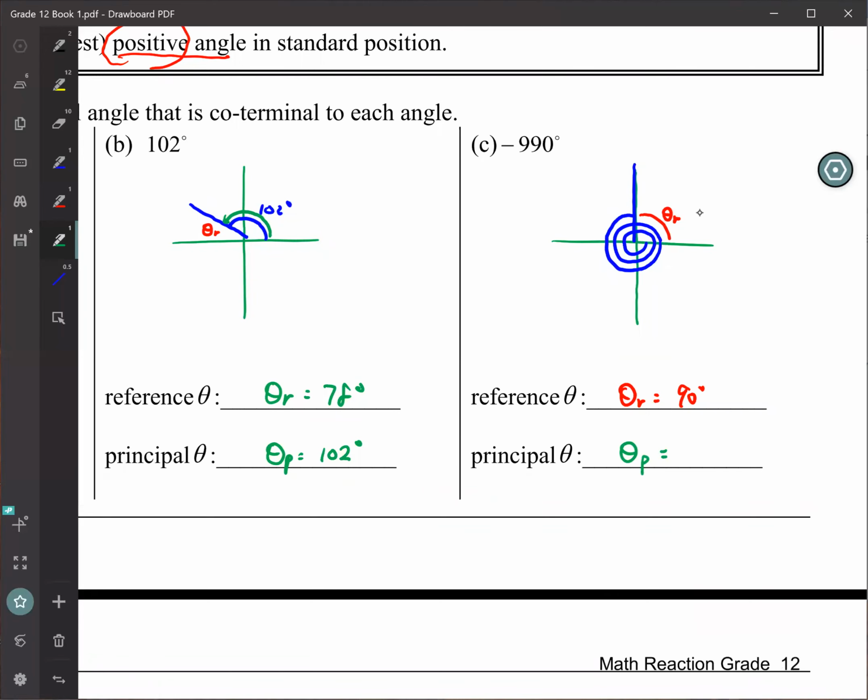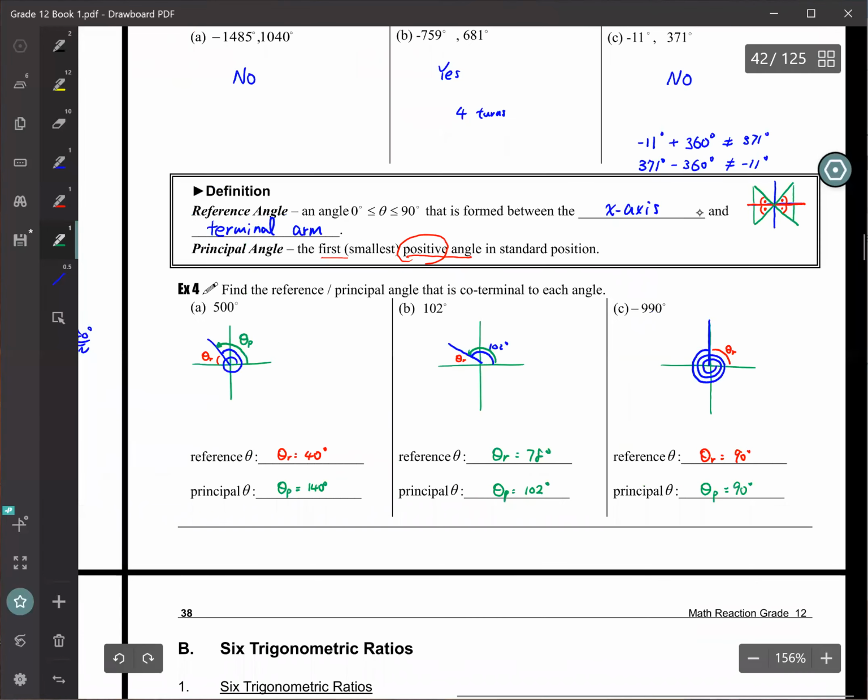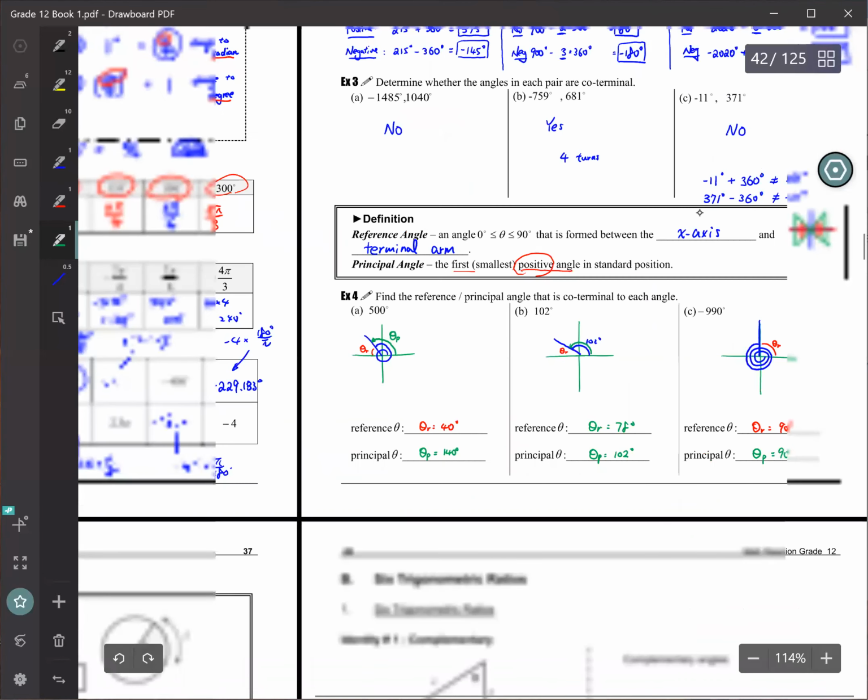Who should I ask? William, what's your answer? 90. Yeah, okay, so this one is 90. Okay, I think we will stop here, because we won't have time to cover the next page.